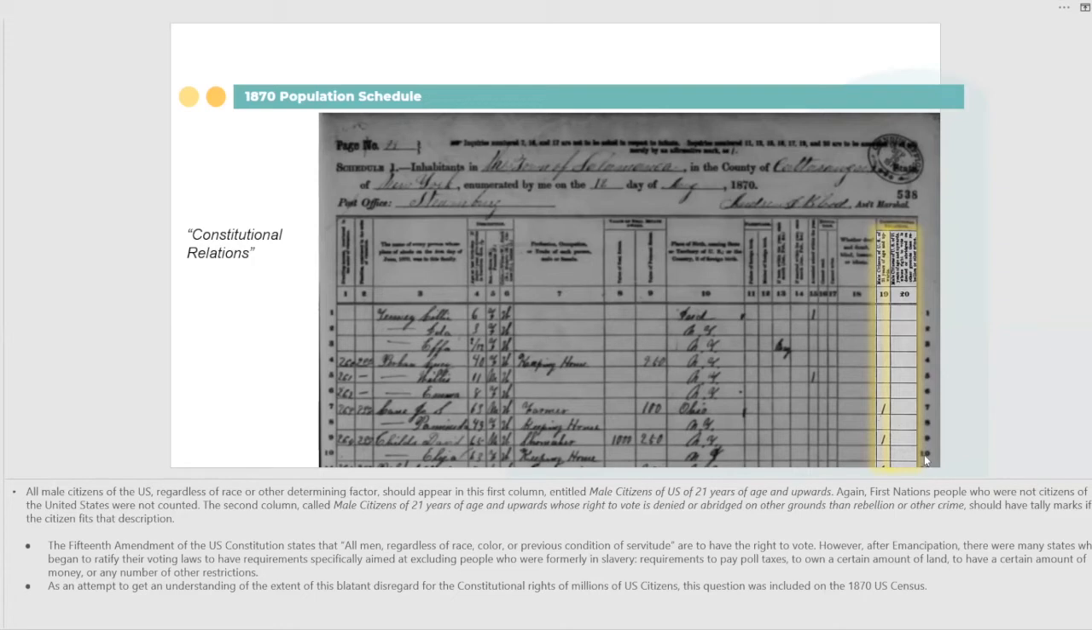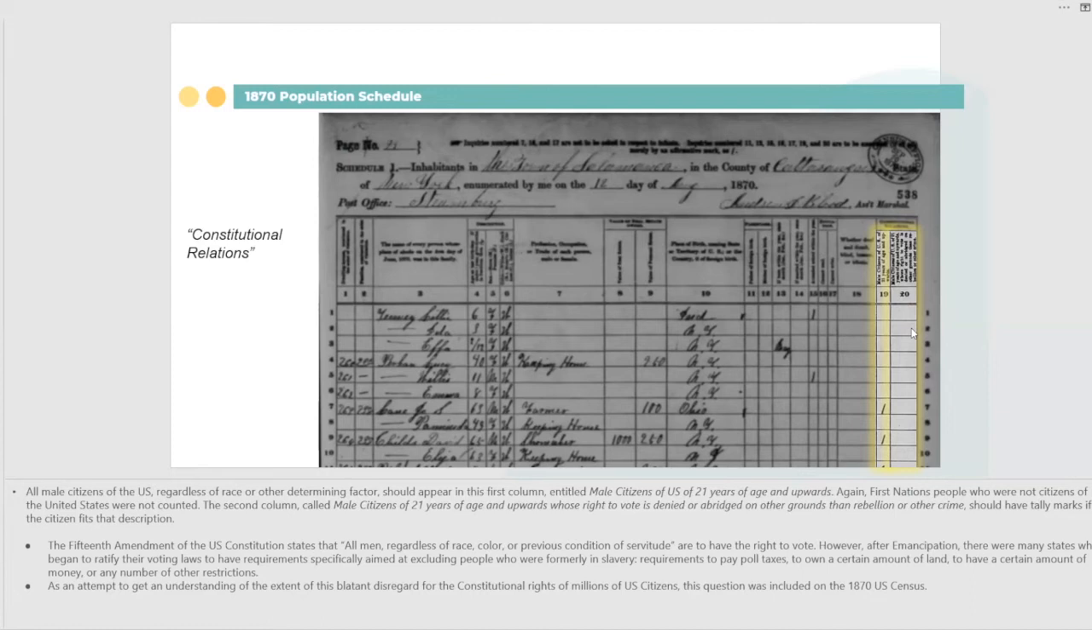The second column, male citizens of 21 years of age and upward whose right to vote was denied or abridged on other grounds than rebellion or another crime, should have a tally mark if the citizen admits that he fits that description. The 15th Amendment of the United States Constitution stated that all men, regardless of race, color, or previous condition of servitude, were to have the right to vote.